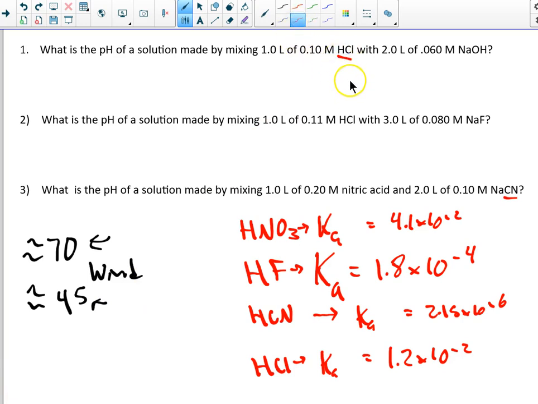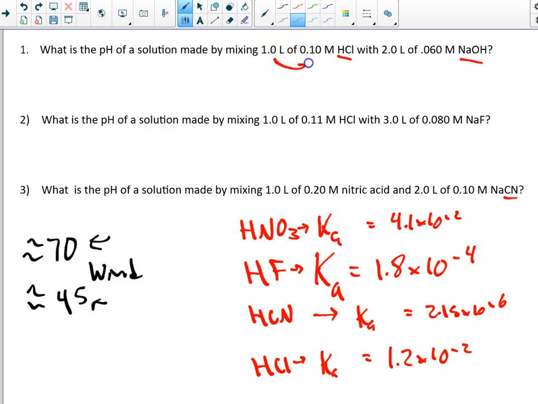HCl, is that a weak acid? No. Is NaOH a weak anything? No, they're both strong. Okay? In order to have a buffer, you have to have a weak acid or base, and you have to have a conjugate base or acid. So this is just strong and strong. So it's a titration question. It doesn't say titration, it just says mixing. But fine, it really doesn't matter.